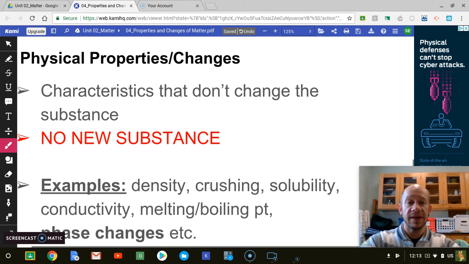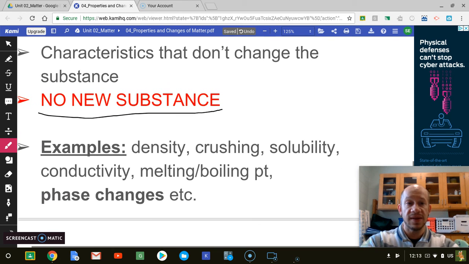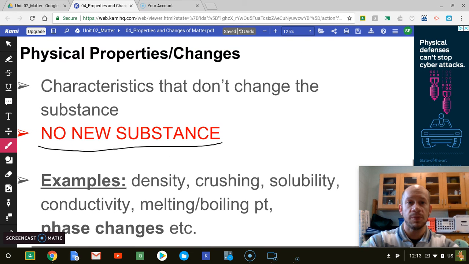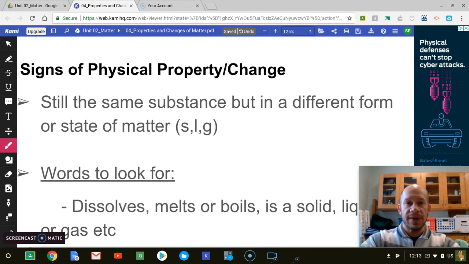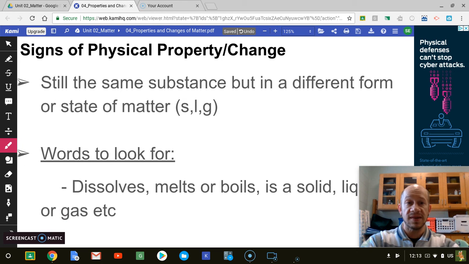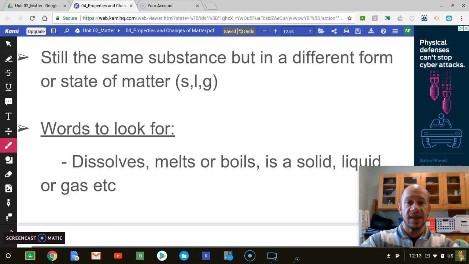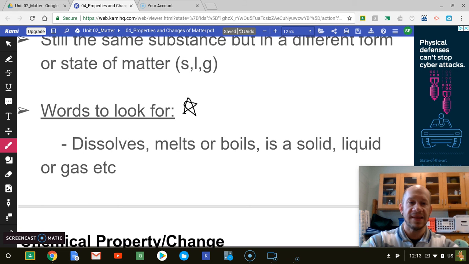Physical properties are characteristics that don't change the substance. We have no new substance. For example: density, crushing, solubility, conductivity, melting point, boiling point, and phase changes. These are all physical properties and changes. Some signs of a physical property or change: it's still the same substance but in a different form or state of matter, like solid, liquid, or gas. These are the key words to look for: it dissolves, it melts or boils, it is a solid or a liquid or a gas.